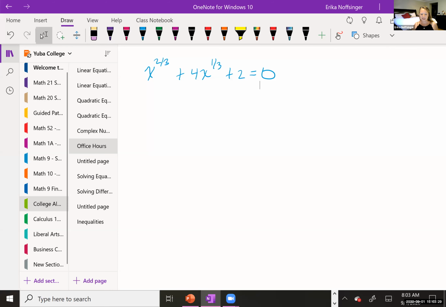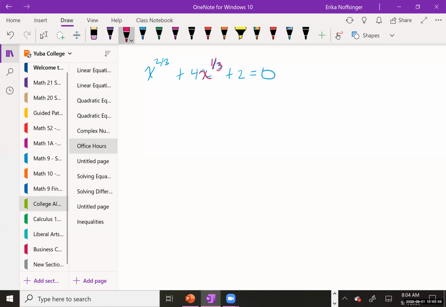Okay, so right now we're just looking at an example of a problem that we were going over last week. This equation right here, x to the 2/3 power plus 4x to the 1/3 power plus 2 equals 0. This is something that we can manipulate to look like a quadratic equation. And so here I would look at and see that this is x to the 1/3. And I'm going to manipulate this first term to look like that.